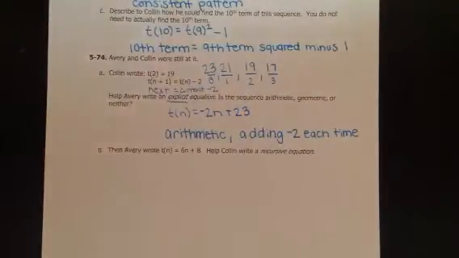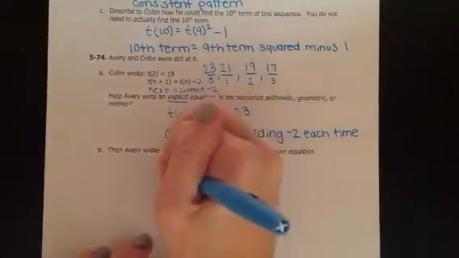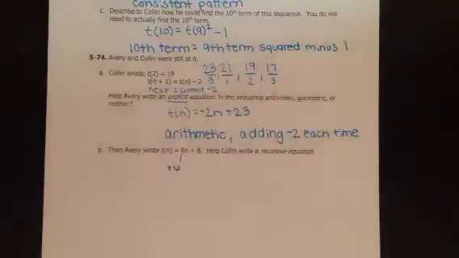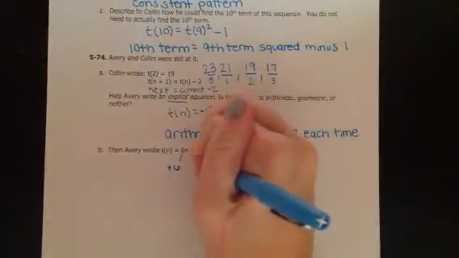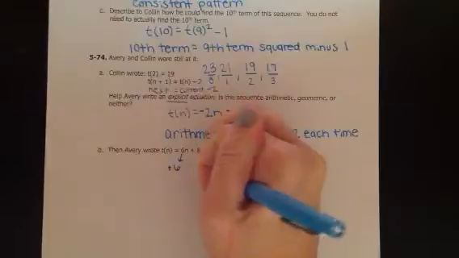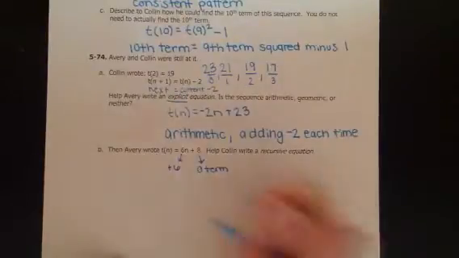Okay, B. Then Avery wrote t of n equals 6n plus 8. Help Colin write a recursive equation. Okay, the 6 is our common difference. So this means we're adding 6 each time. That's our pattern. The 8 is the 0 term.